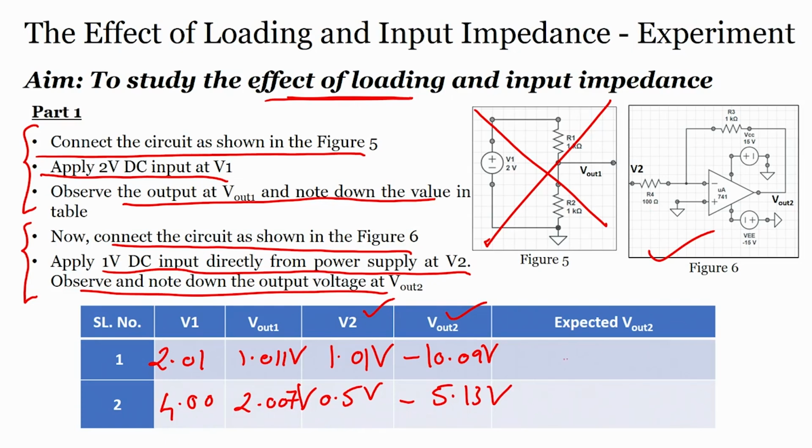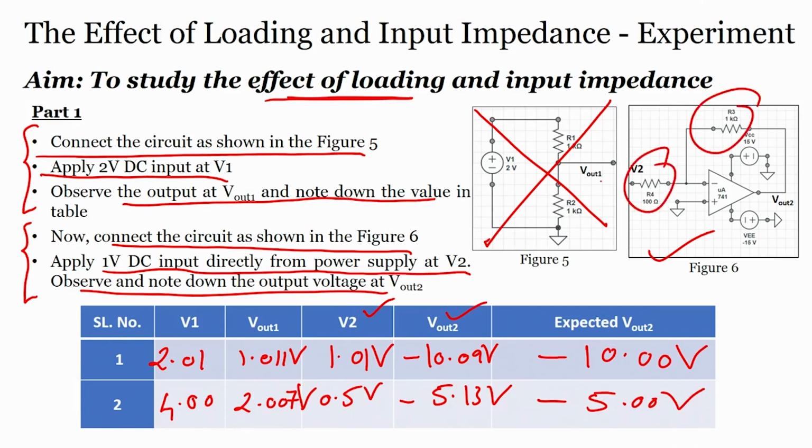What is the expected output? Here the expected output is minus 5.00 volts, because here we have assumed a gain of 10. Why? R3 is 1 kilo ohm and R4 is 100 ohms, that is why the gain is 10. Again I am telling, the change that you see in actual values compared to the expected value is because of the change in the resistance.